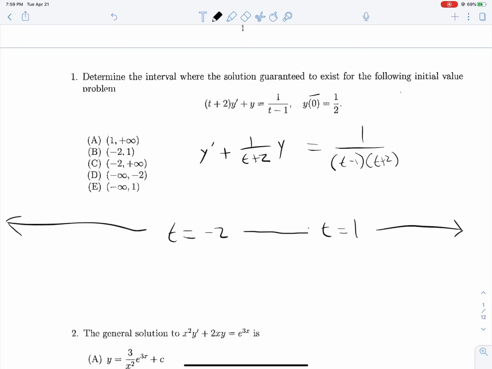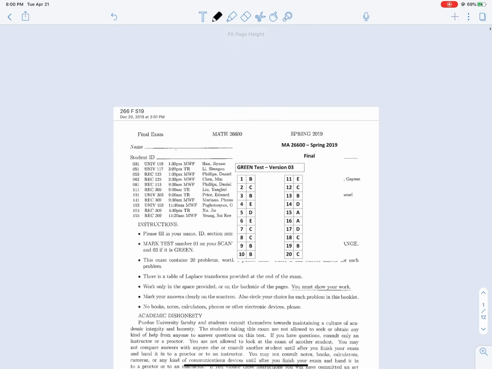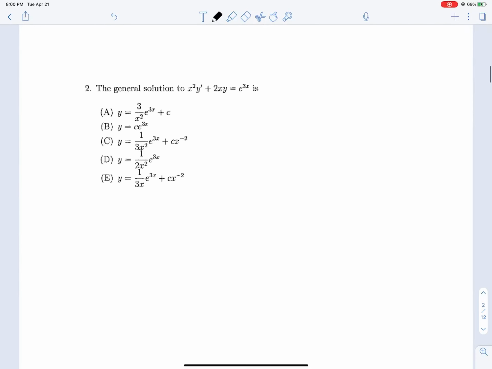But since our initial condition is for y at 0, we're starting in between negative 2 and 1, we only have a solution that's guaranteed to exist between these two bounds. So as far as we can go to the left without hitting a discontinuity, and as far as we can go to the right. So that gives us a range between negative 2 and 1.